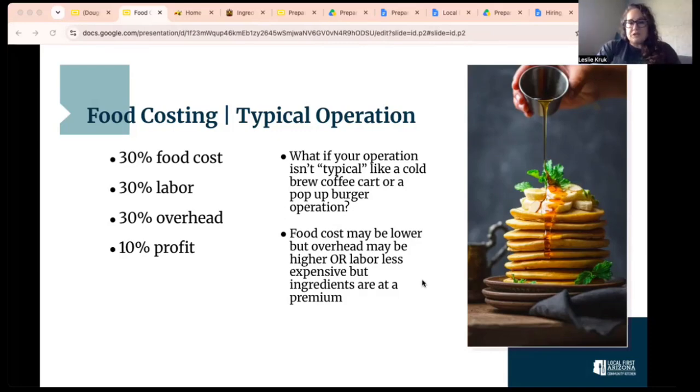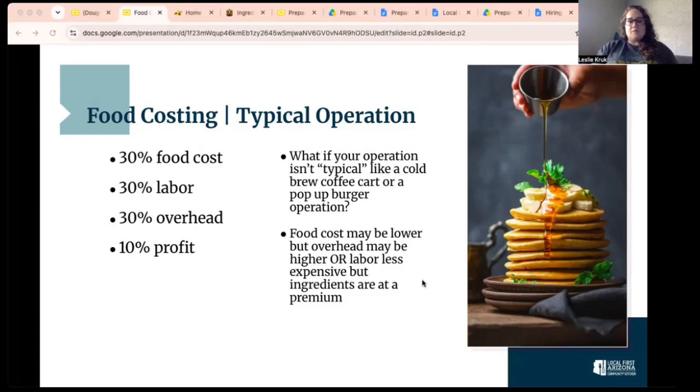So what if your operation isn't typical? Maybe you have a cold brew coffee cart and not a food trailer or a food pop-up business. Your food costs may be lower. So in the cold brew coffee cart, your food costs might be lower. The cost of your ingredients may be less, and not as long of a list as what somebody might have in their pop-up food business.